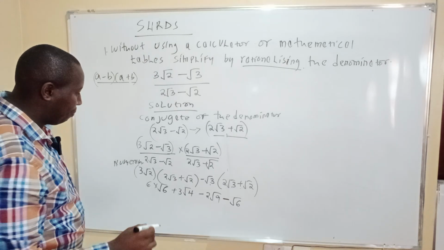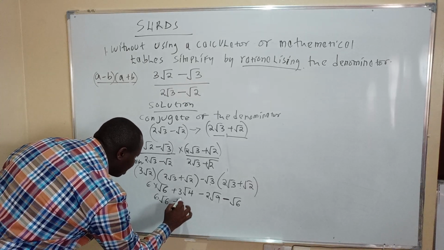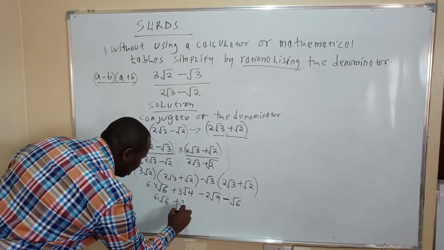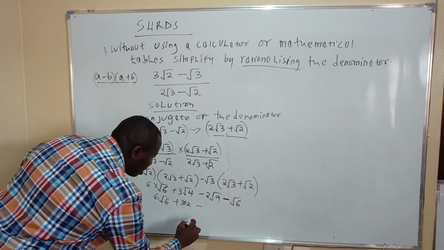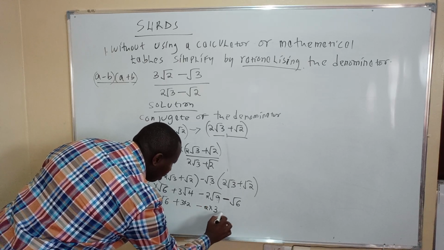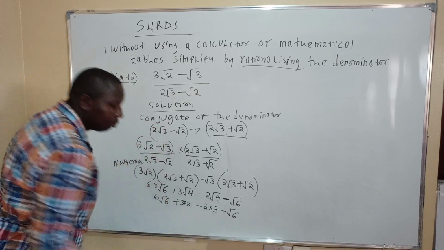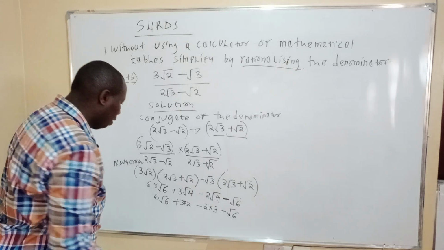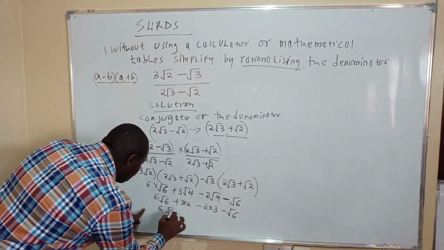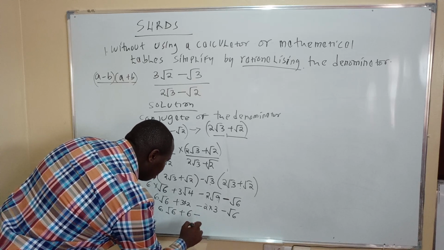Then we go to the denominator. So you take this 6 root 6 plus 3 root 4. Root 4 is the same as saying 2, so 3 times 2. Minus 2 times root 9, which is 3. Minus root 6. You get like that. So therefore you say 6 root 6 plus 6 minus 6.